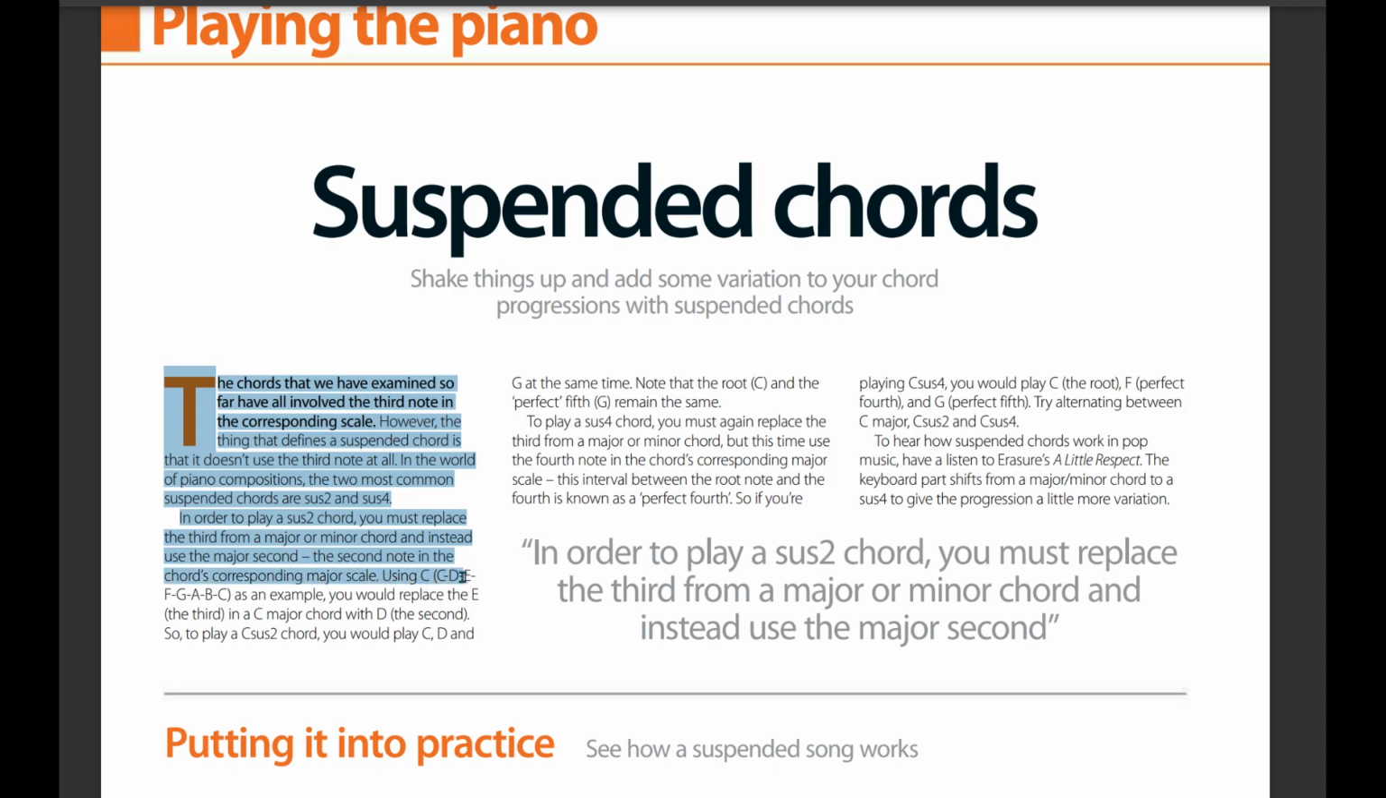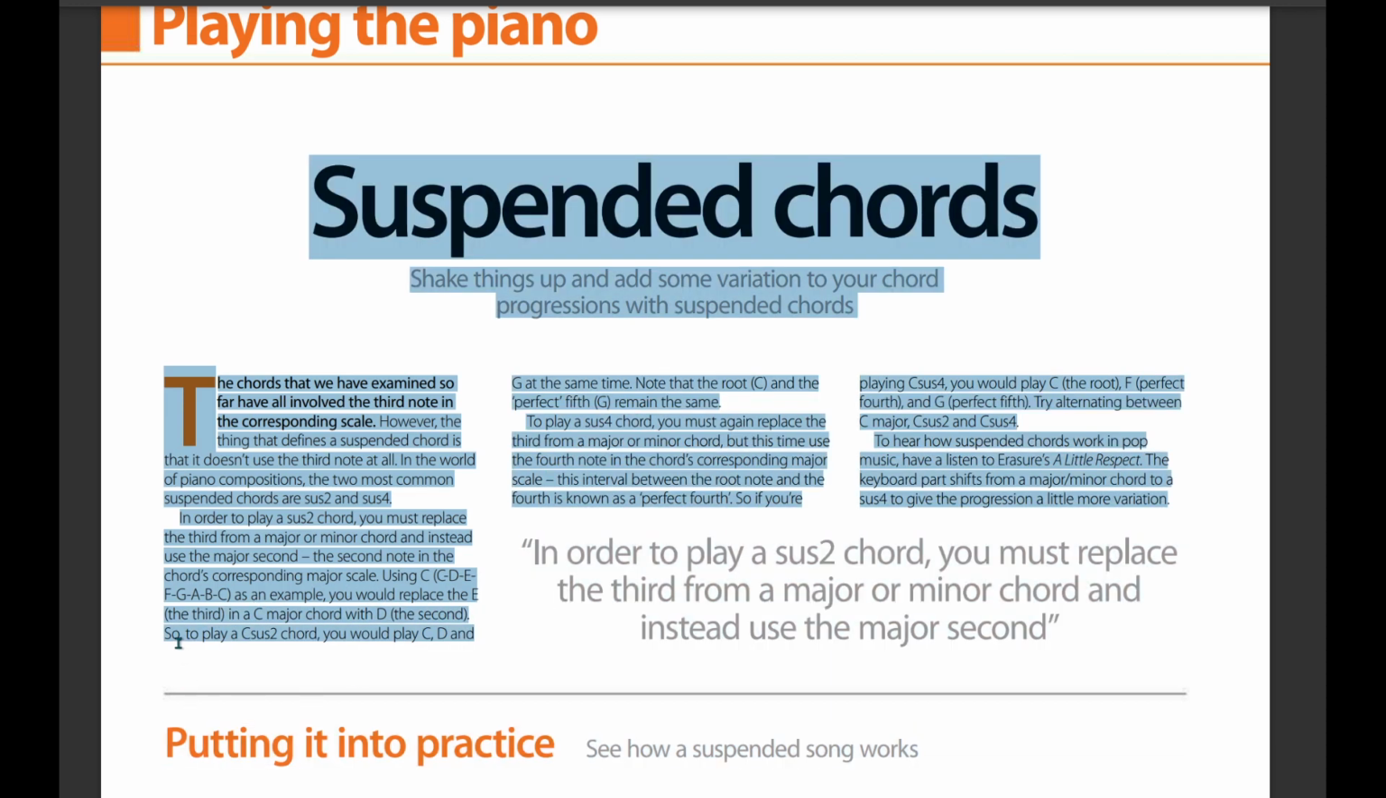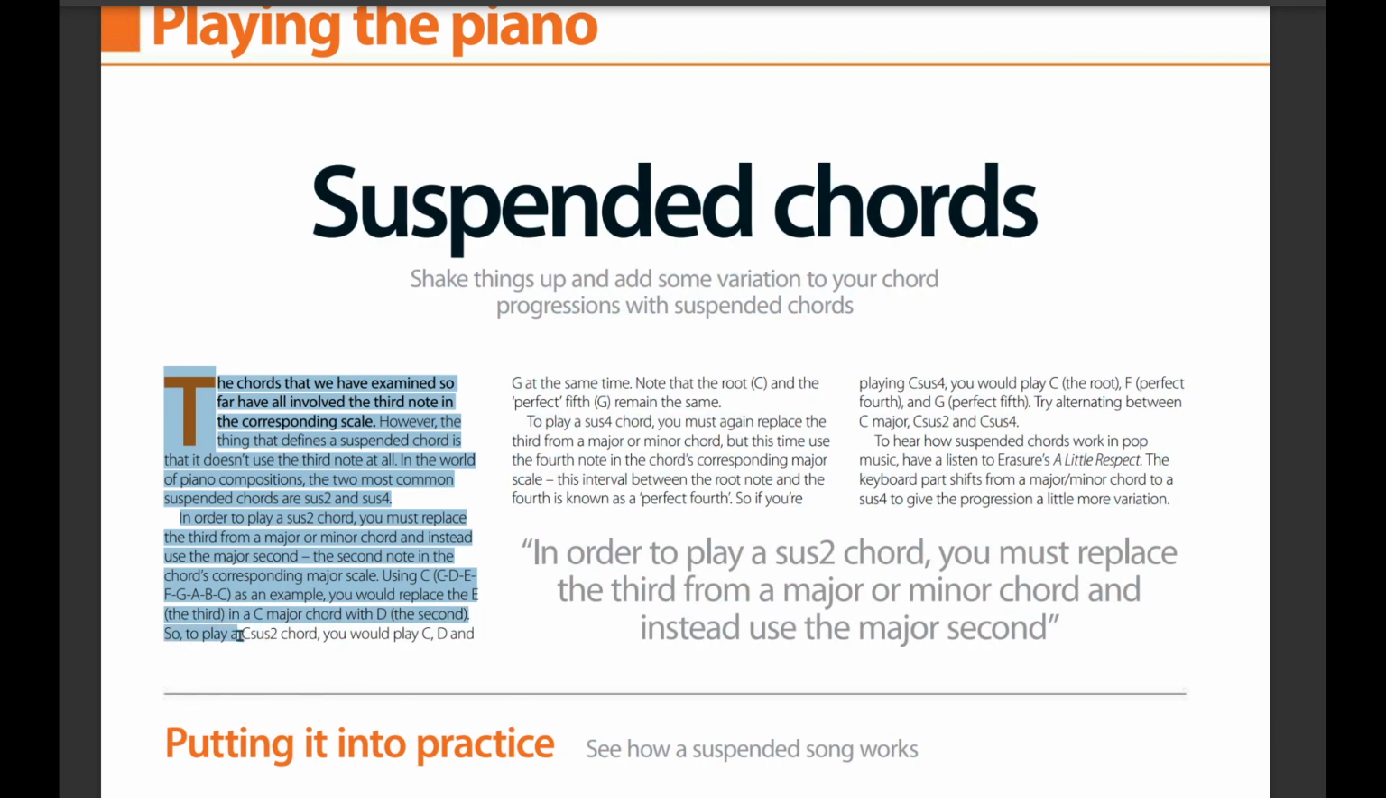As an example, you replace the E in the C major chord with the D. So to play a C sus2 chord, you play a C, D, and a G at the same time. Note that the root and the perfect fifth remain the same.